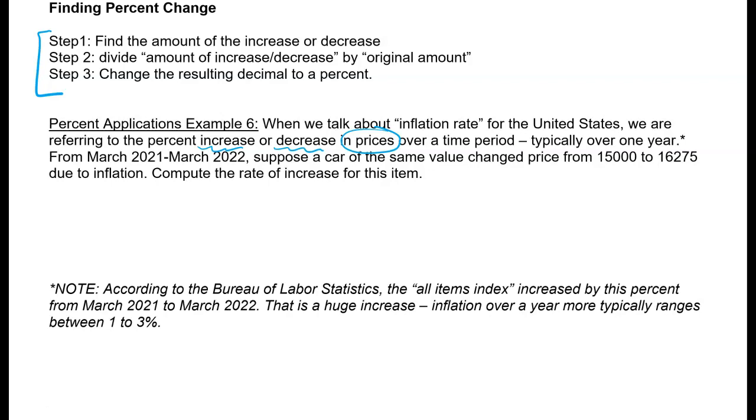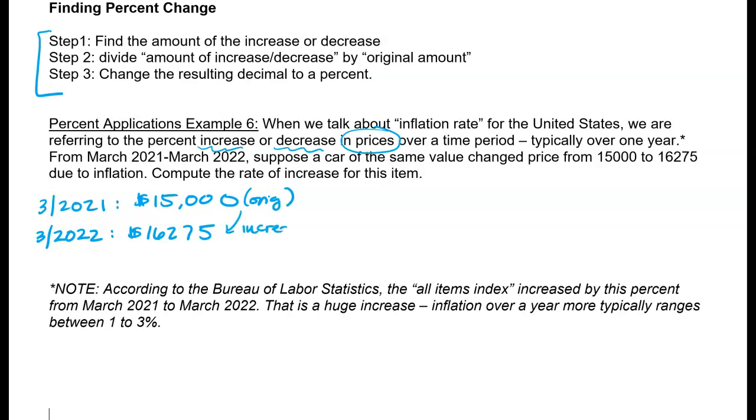And so I'm just going to jot down here. So we've got March 2021. We have a price of $15,000. And then in March 2022, we have a price of $16,275. So the first thing that's good to note, before you calculate anything, is whether it is an increase or decrease. And so because we consider this the original amount, there was definitely an increase going from 2021 to 2022. So that's a good thing to note just before you start.